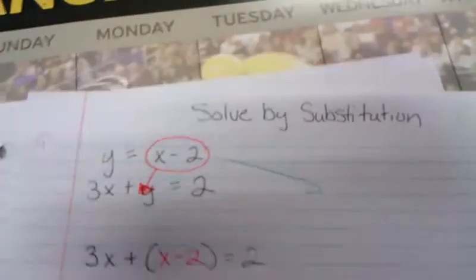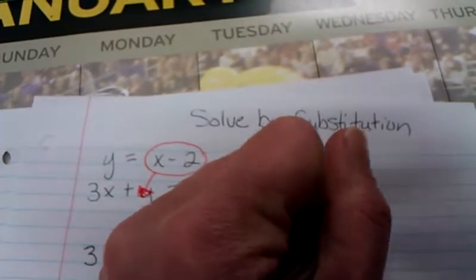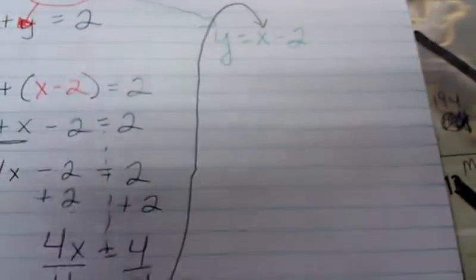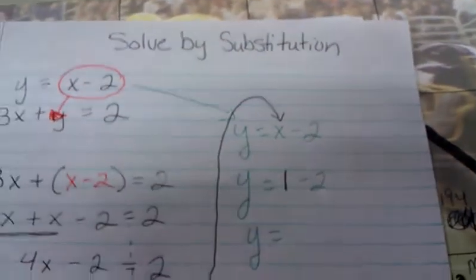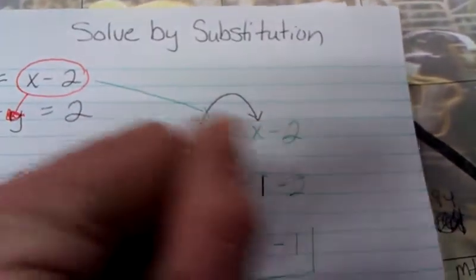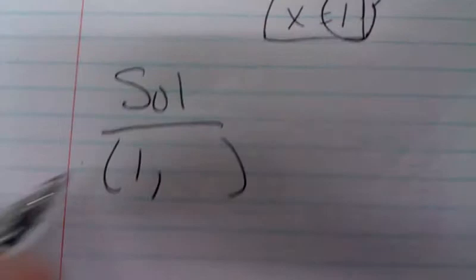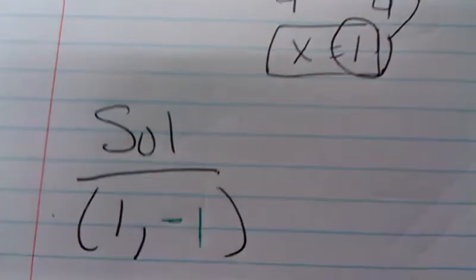So I'll bring this over here, and I'm going to write y equals x minus 2. I'm just going to rewrite it. I already found that x is 1, so I'm going to bring it up here and substitute it in for x. So I'm going to have y equals, now instead of x, I'm going to put a 1 in there because that's what x equals, minus 2. Now I have y equals 1 minus 2, which is negative 1. So as I come here, I find negative 1. There's my solution: 1, negative 1.